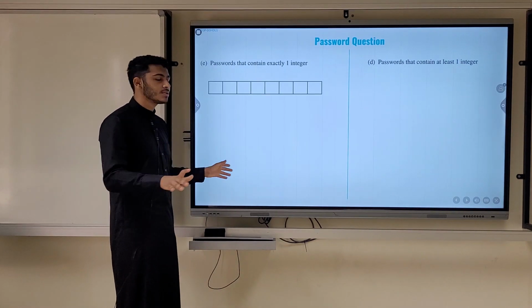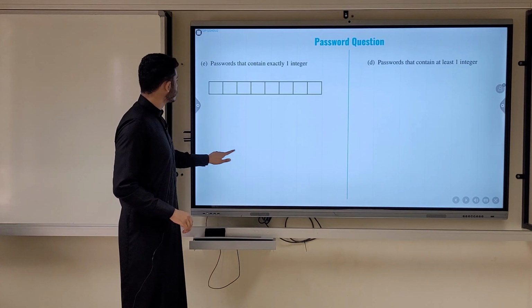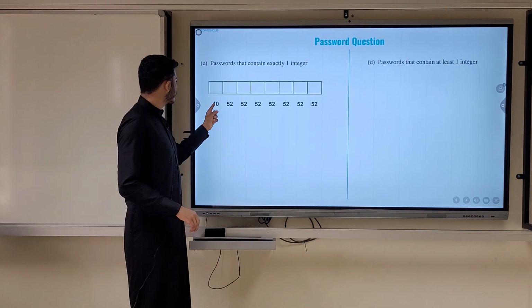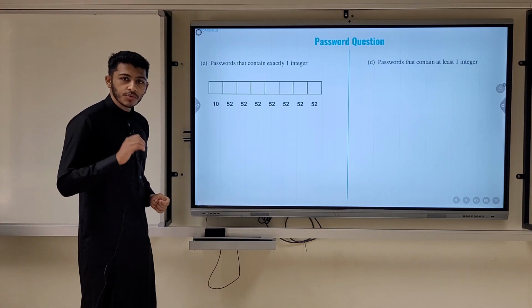If I put 2, then it's wrong. I'll only need one integer, so the rest are going to be letters. So we're going to have something that looks like this, where the first one is just an integer and the rest are just letters. Here is what I got wrong.